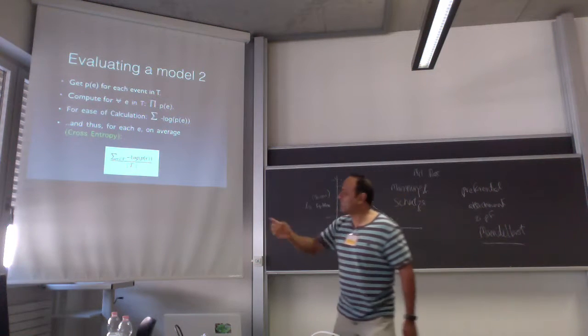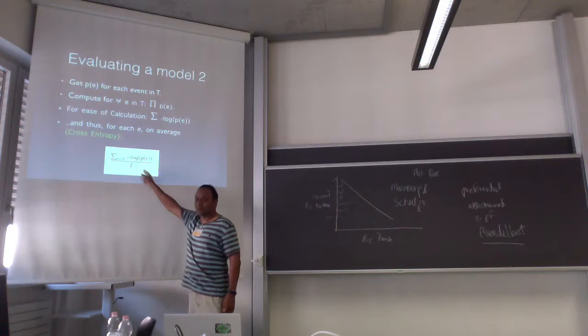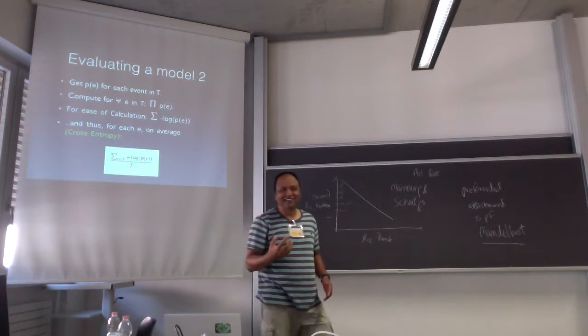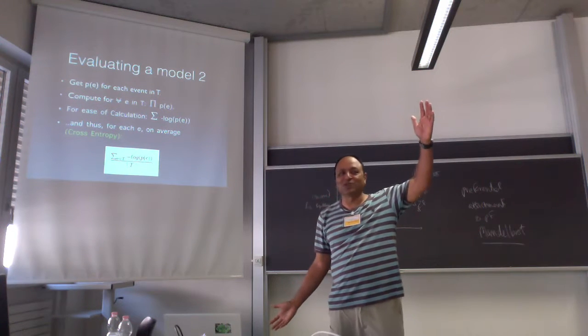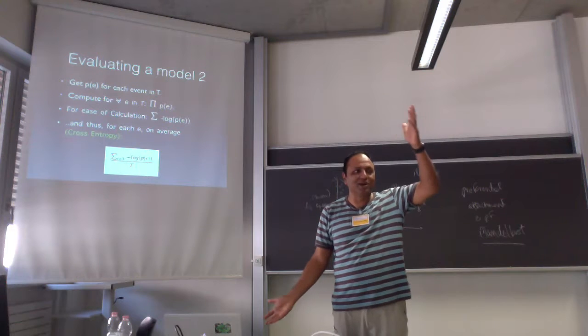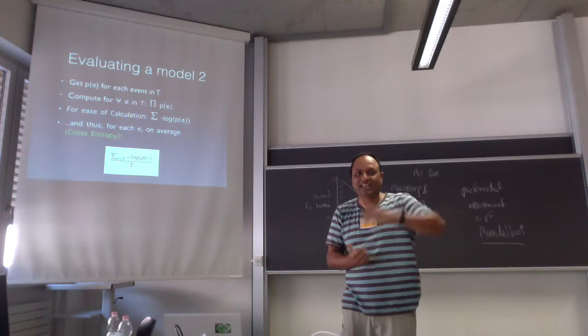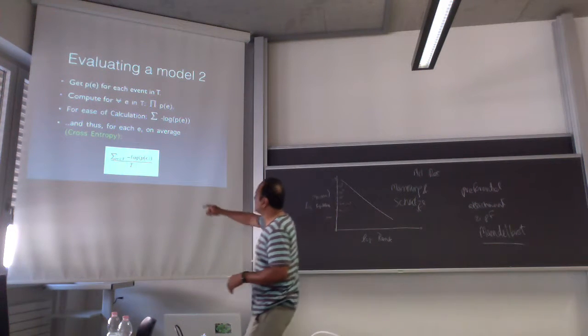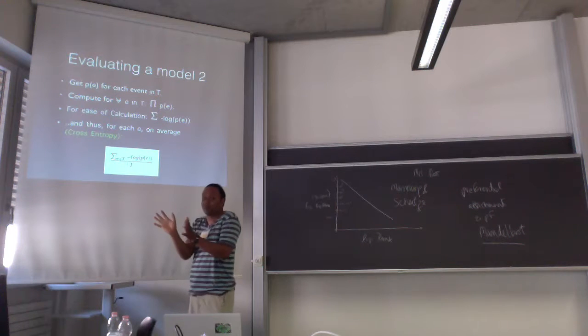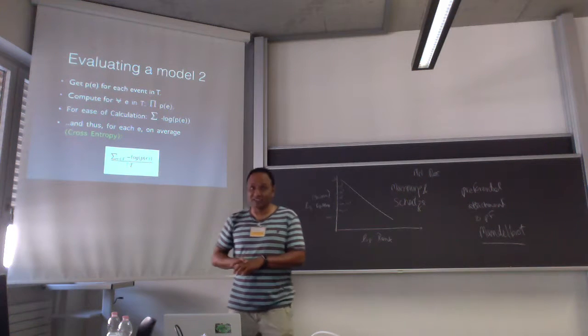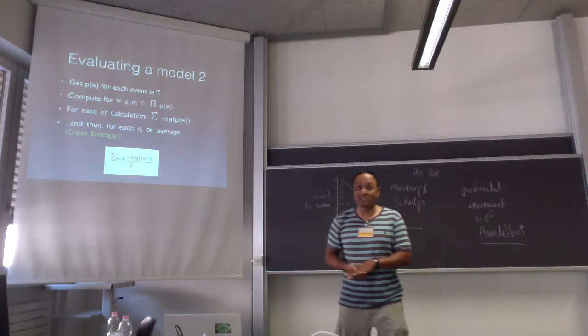You always take this average, because if you don't take the average, then a big corpus is going to have a lower probability, because it's a product, so that doesn't really make sense. So you always take the average. You can do this per sentence, or you can do it per word. You can calculate the average information per word. This is called cross-entropy.